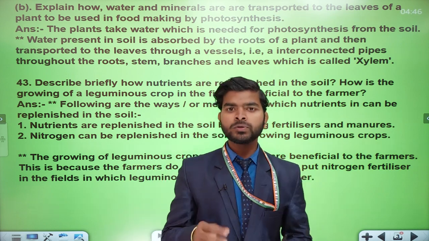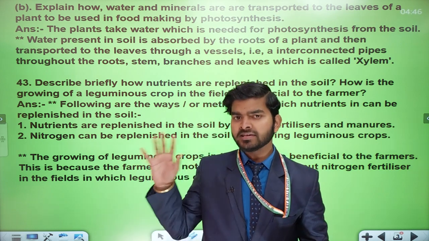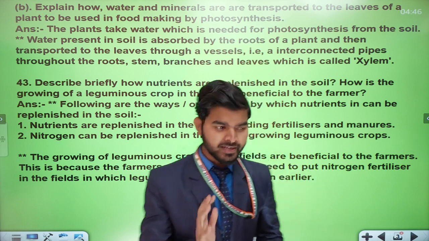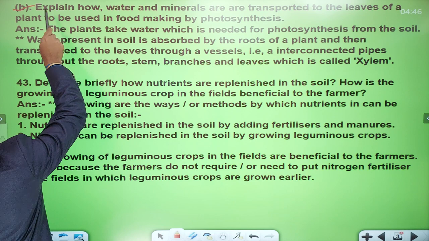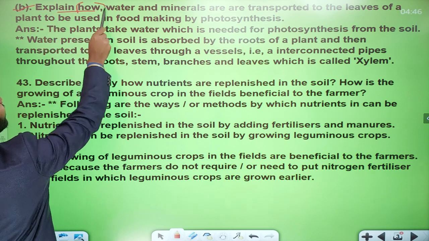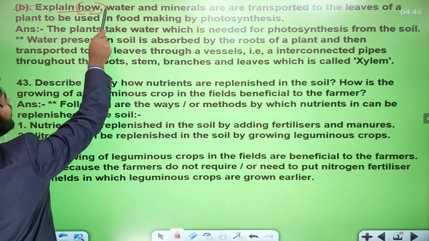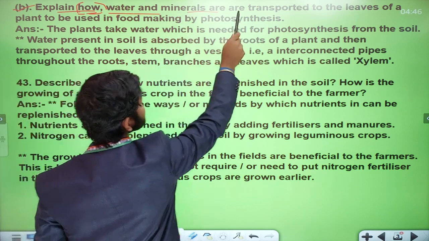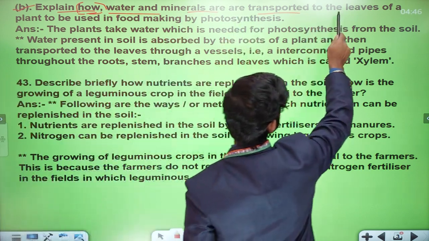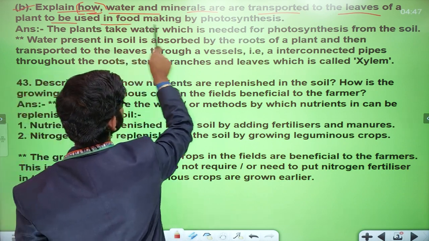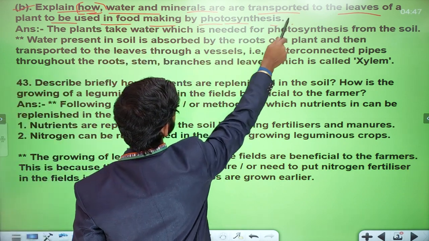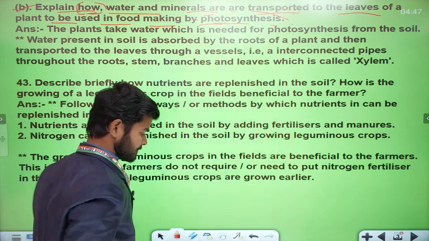Next one, that is question number 42. And this is the B part of question number 42. Okay, let me finish these questions. Question B asks: explain how water and minerals are transported to the leaves of the plant to be used in food making by the process named photosynthesis.